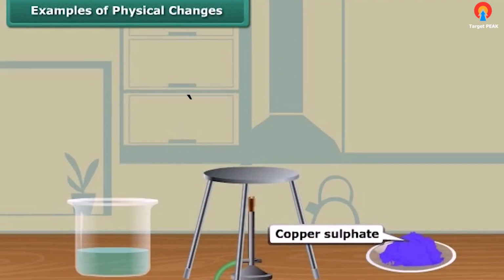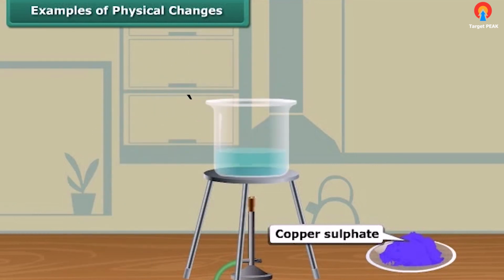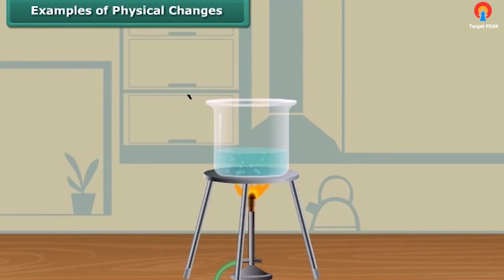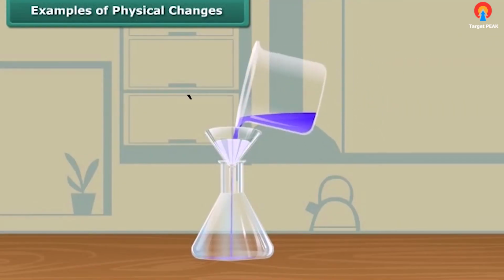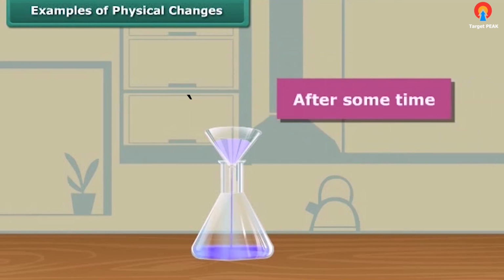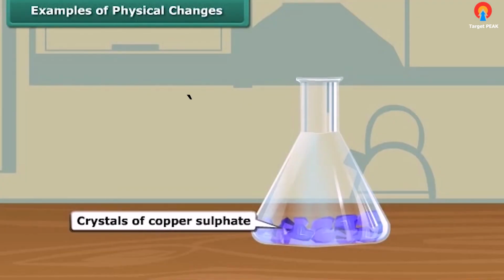To prepare pure crystals of copper sulfate, take about 100 milliliter water in a beaker. Acidify the water with a few drops of dilute sulfuric acid. Now heat the water. When it starts boiling, add copper sulfate powder slowly with continuous stirring till a saturated solution is obtained. Filter the solution. Allow it to cool. After some time, you will see blue-colored shining crystals of copper sulfate in the solution.